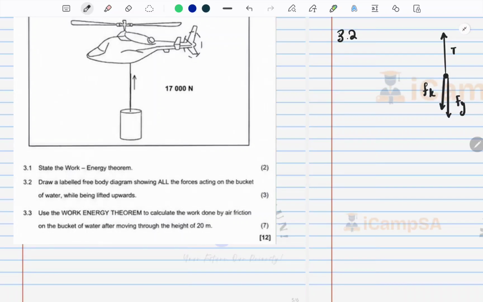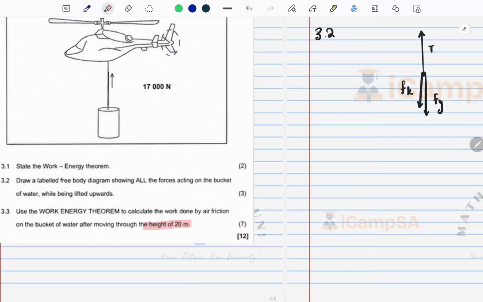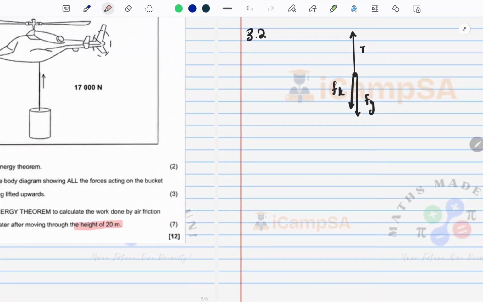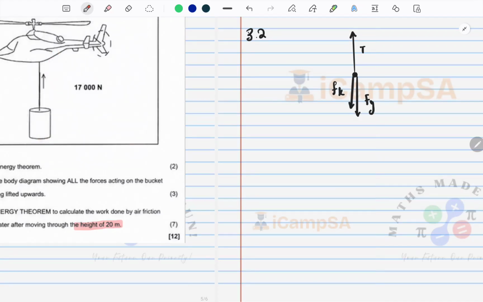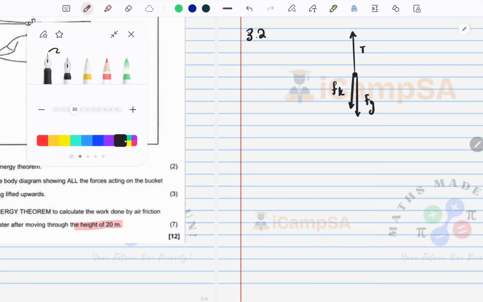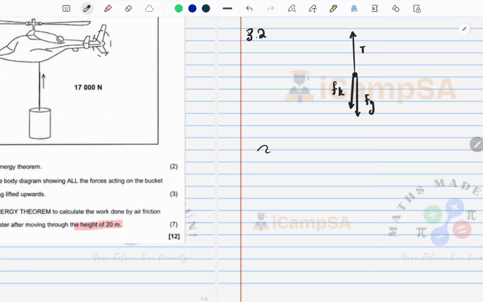air friction on the bucket of water after moving through the height of 20. So after moving 20, right? So that means here we've already got our delta x. Now instead of it being delta x, it's going to be delta y, because now we're dealing with the vertical movement. X meant we were dealing with the horizontal movement.